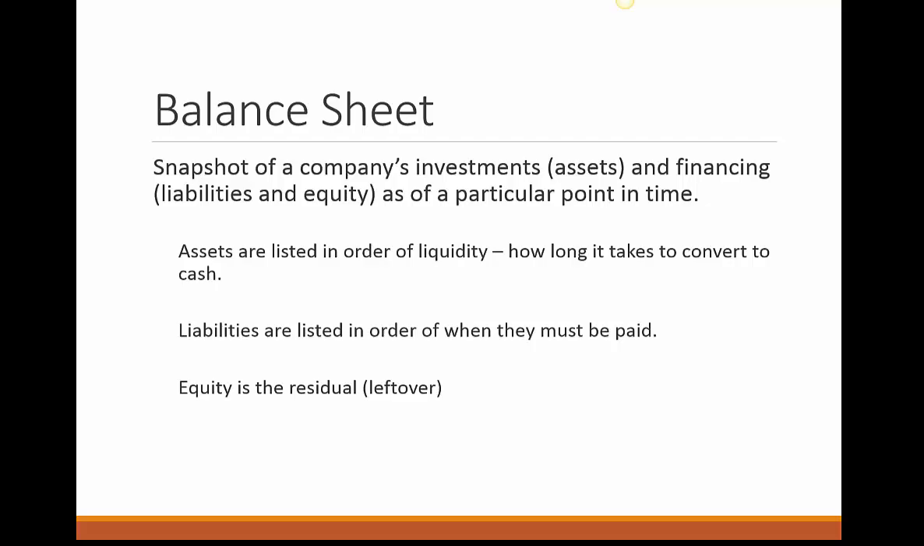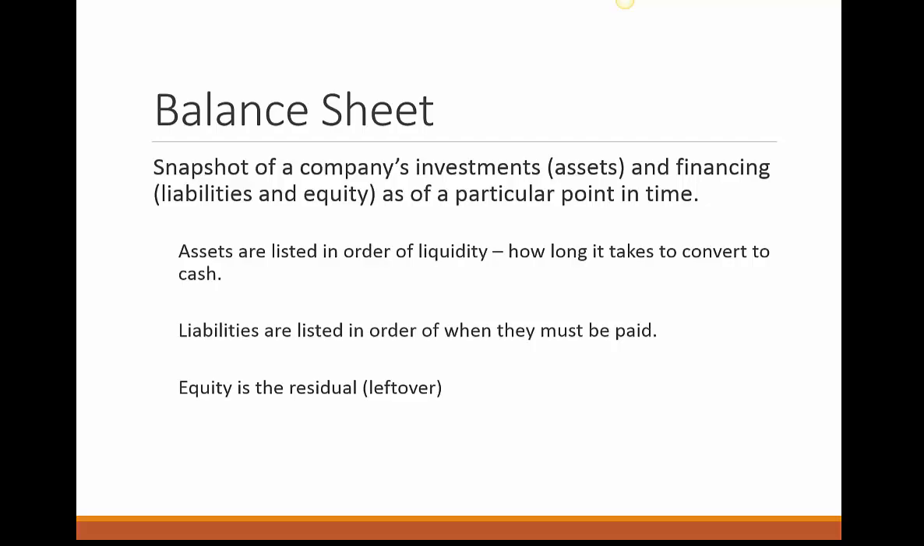on a particular date. It shows the company's investments or the assets of the firm, and how those assets were paid for, the liabilities and equity of the firm. The balance sheet is arranged in a very particular manner. Assets are on the left and liabilities and equity are on the right.